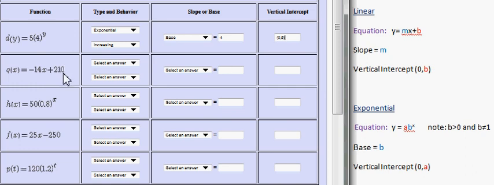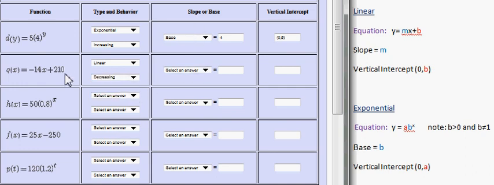The next problem, just to do one more, notice that the variable is not in the exponent position at all. That means it cannot be exponential. In fact, it's of the form y equals mx plus b. My m would be negative 14. My b would be 210. So now that you see that this is linear, go down to linear. The fact that the slope is negative means that it's decreasing. Had the slope been positive, I'd have an increasing line. So I'm going to select decreasing.